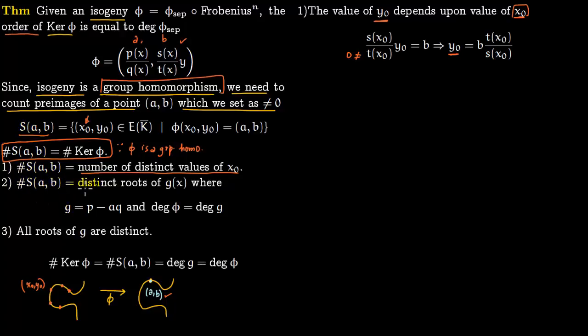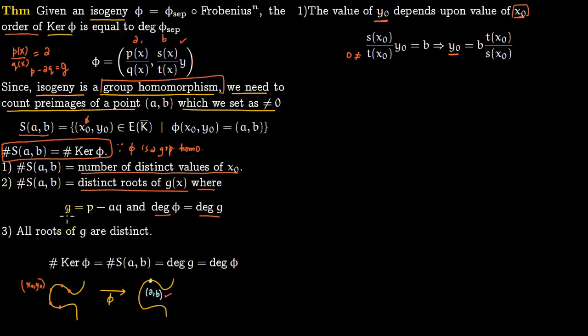The second thing is, we will say that the number of points in this SAB is equal to the distinct roots of a polynomial g(x), where the degree of the isogeny is equal to the degree of g, and g you set as p minus aq. So that is precisely, you are setting p(x) by q(x) as a, and then you multiply throughout, you get p minus aq as 0. So you multiply by q. So rather than setting it equal to 0, you set it equal to some polynomial g, so that when you take the roots, it's precisely when you take the roots that this equation is satisfied.